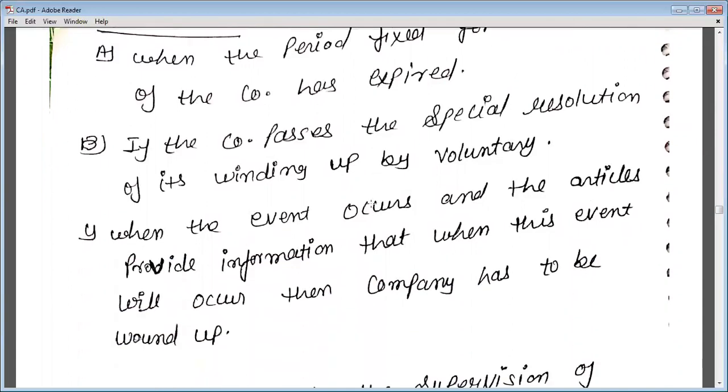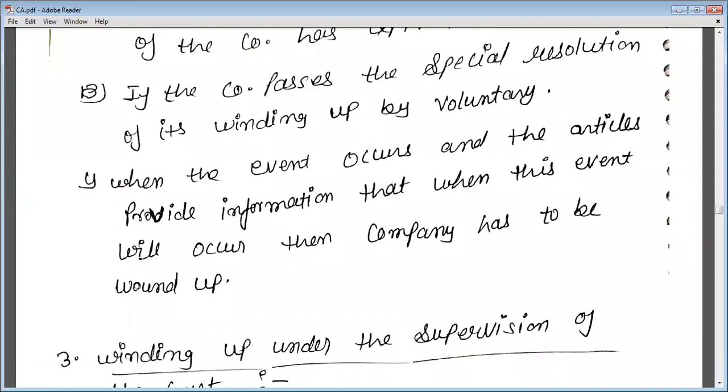Okay, the next, if the company passes a special resolution for its winding up voluntarily. So if you are doing the voluntary winding up, then you have to pass a special resolution for the winding up of the company. Okay, and what do you mean by special resolution? That means 75% members are agreed.